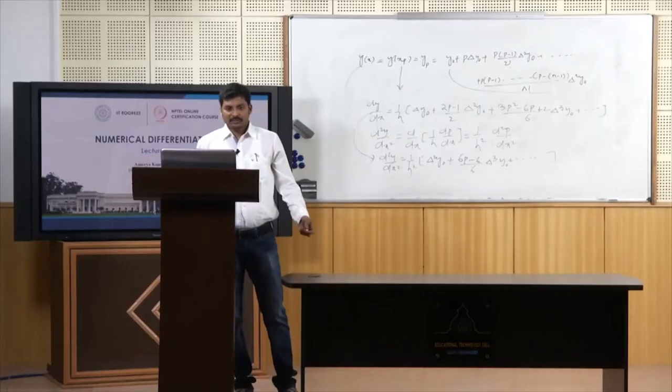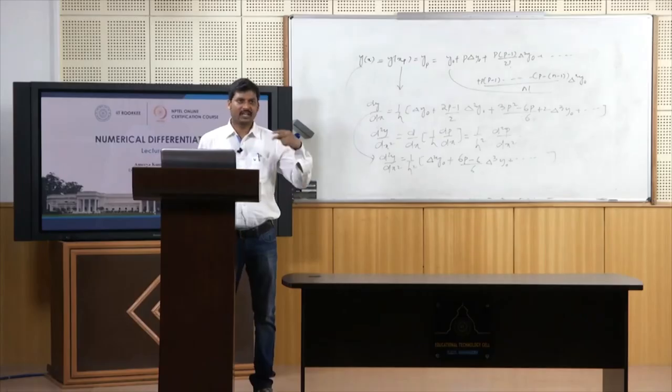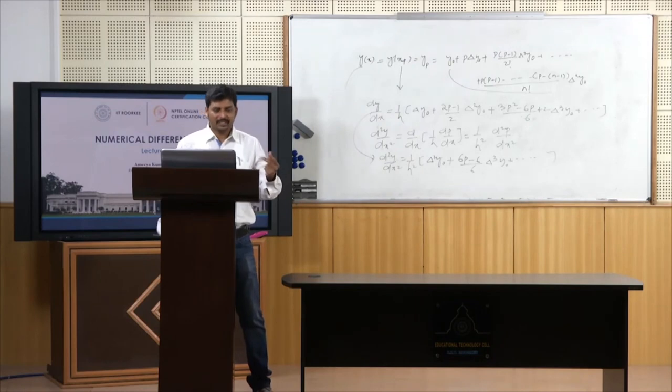So this formula can be used to compute the first and second derivatives near the upper end of the table. This means that at the beginning of the table, if we are asked to find the derivative, we can use this formula at that point.